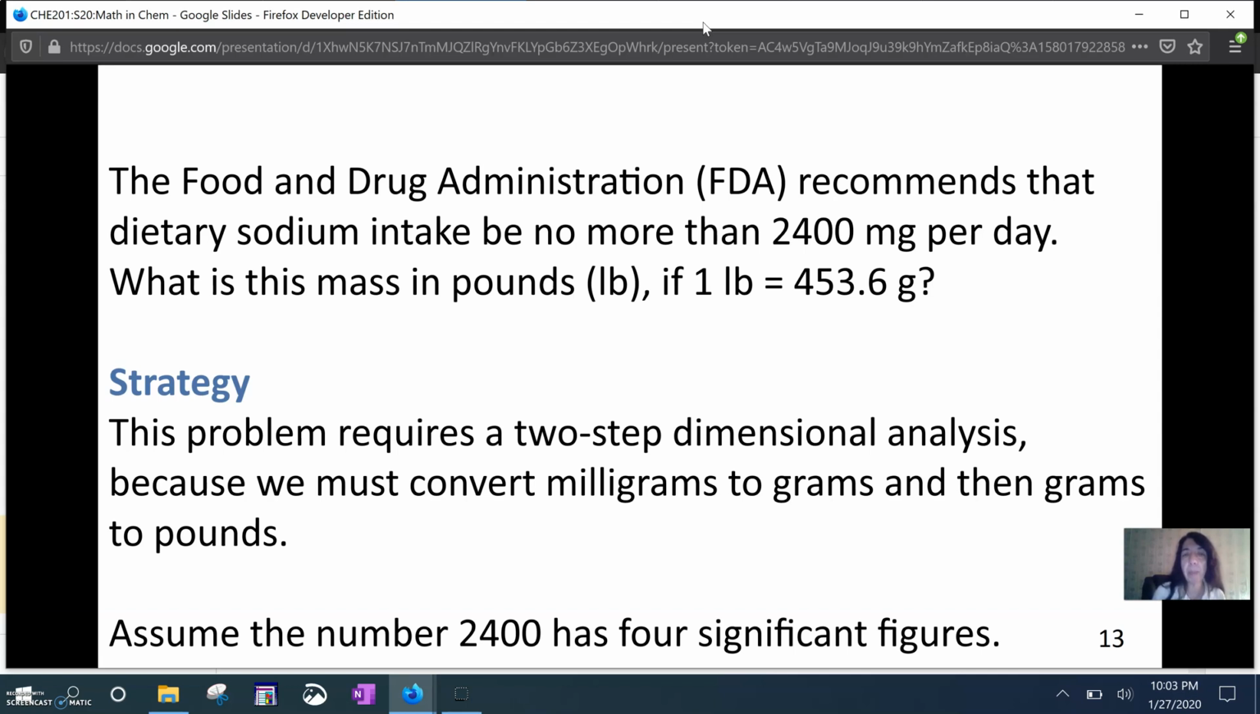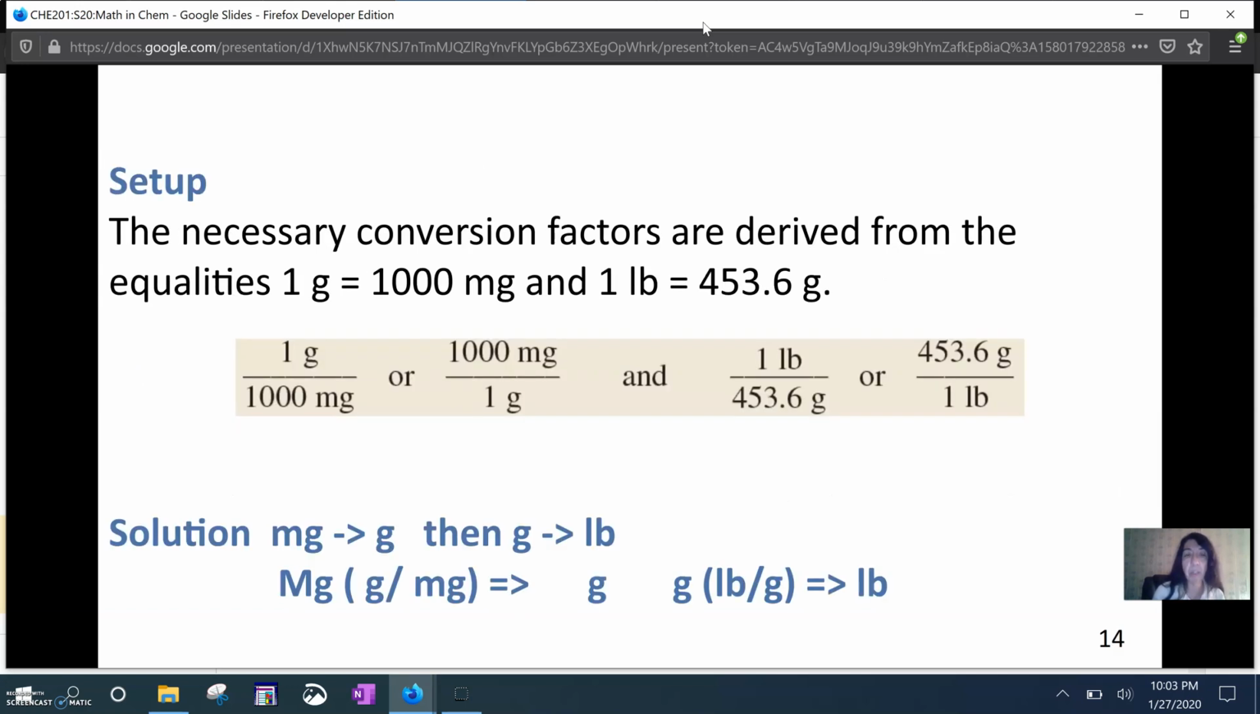What is this mass in pounds? So now this is two steps. You're going from milligrams to grams and then grams to pounds. And we're going to keep track of significant digits for a while.